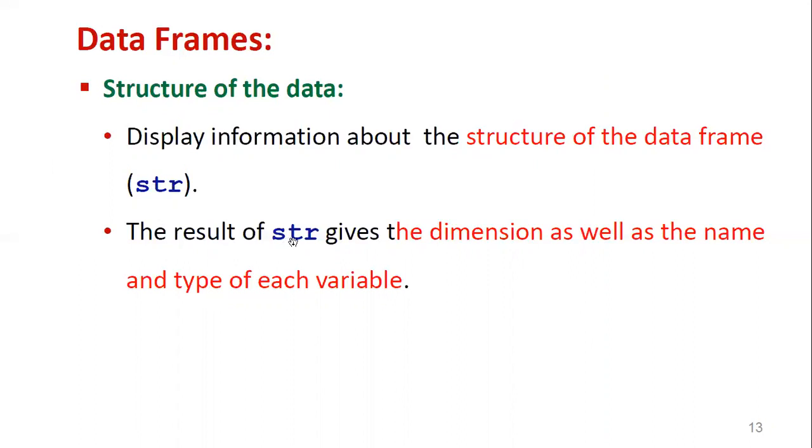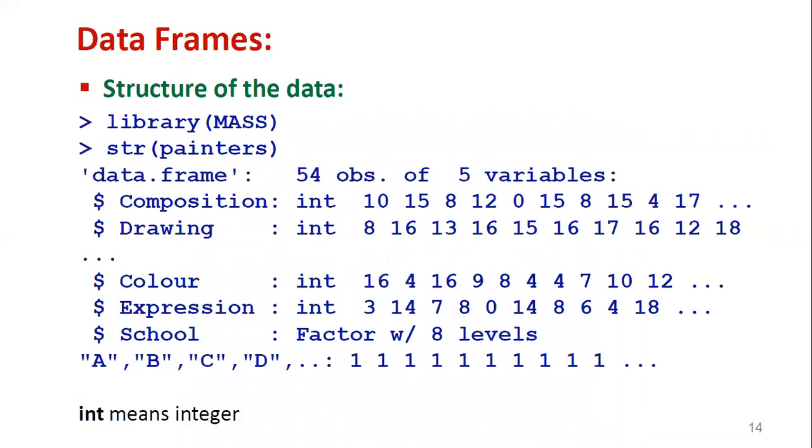The result of str gives the dimension as well as the name and type of each variable. So whenever you use the str command on a particular data frame, it gives the dimension as well as the name and type of each variable available in the data frame or data set.